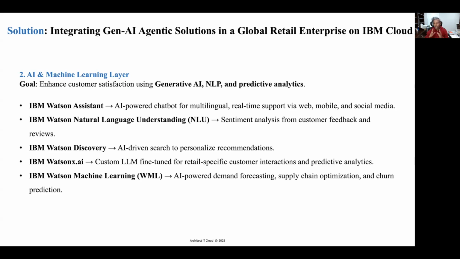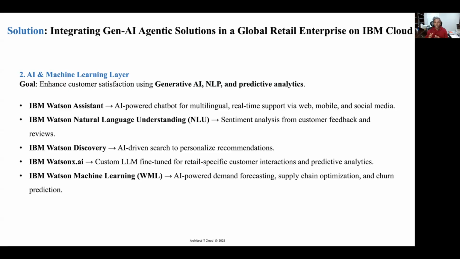And IBM Watson Natural Language Understanding (NLU) is used for sentiment analysis. Basically, when the customer comes with feedback, Watson Natural Language Understanding will receive the feedback and analyze the sentiment of the customer, whether the customer is frustrated, whether the customer is happy. So this level of data can be captured, and Watson Discovery will act as a database or data source where it will have the personalized recommendations for AI-driven searches.